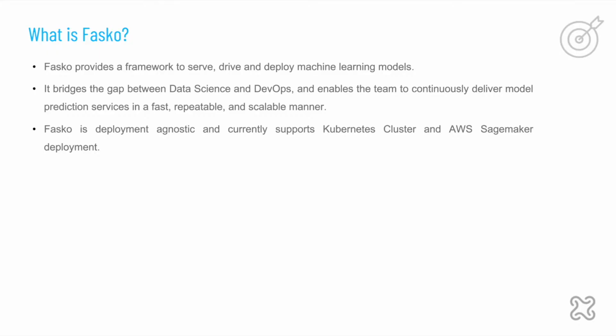Fasko provides a framework to serve, drive, and deploy machine learning models. It bridges the gap between data science and DevOps and enables the team to continuously deliver model prediction services in a fast, repeatable, and scalable manner. Fasko is deployment agnostic and currently supports Kubernetes cluster and AWS SageMaker deployment.